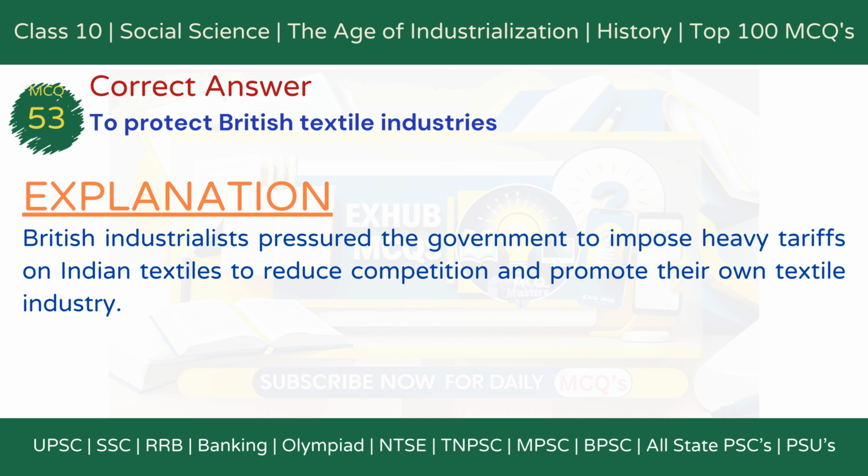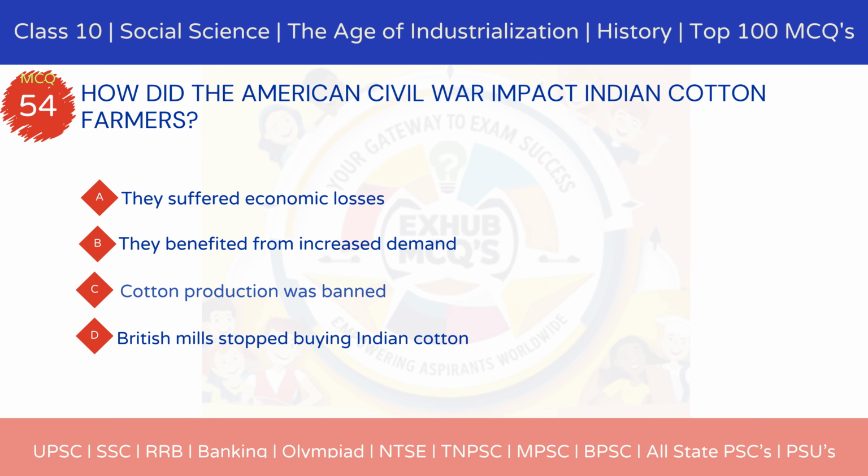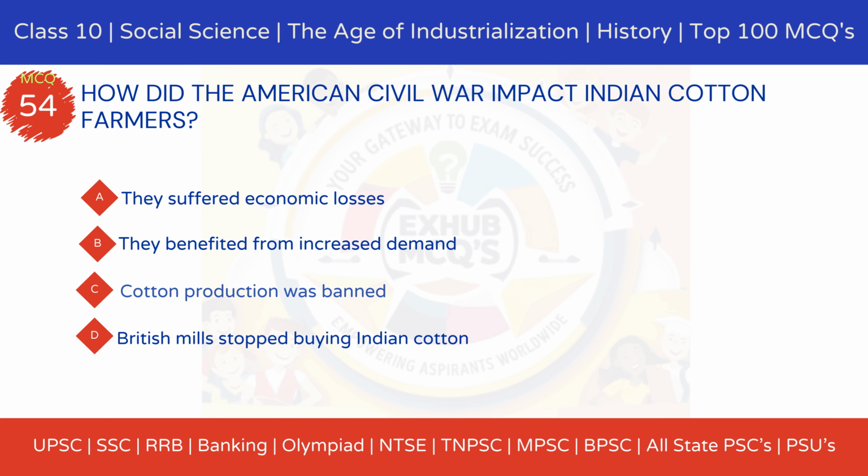MCQ 54. How did the American Civil War impact Indian cotton farmers? Option A. They suffered economic losses. Option B. They benefited from increased demand. Option C. Cotton production was banned. Option D. British mills stopped buying Indian cotton.